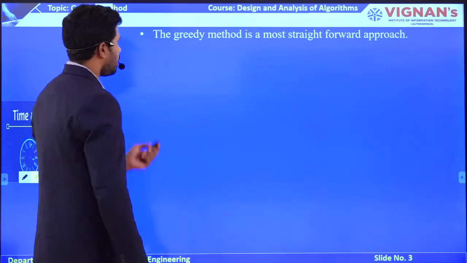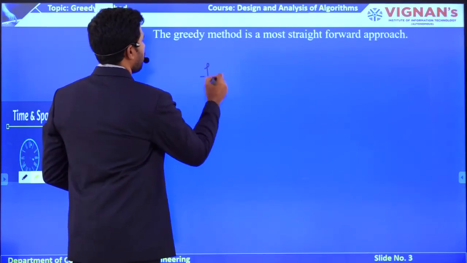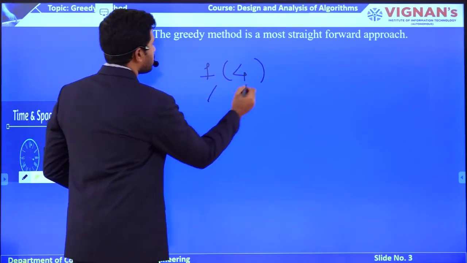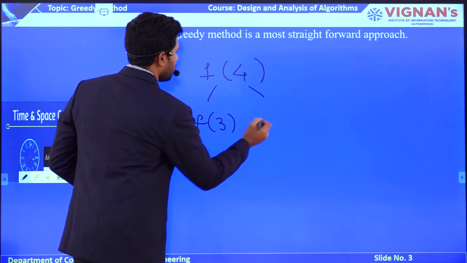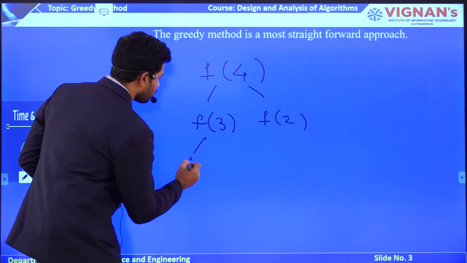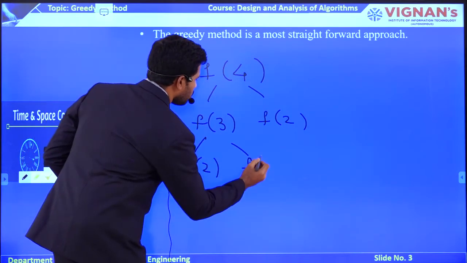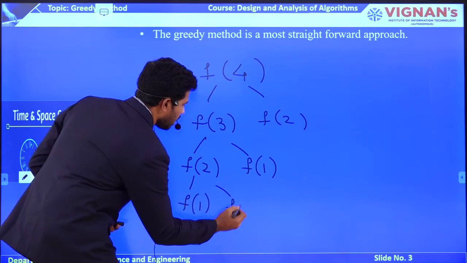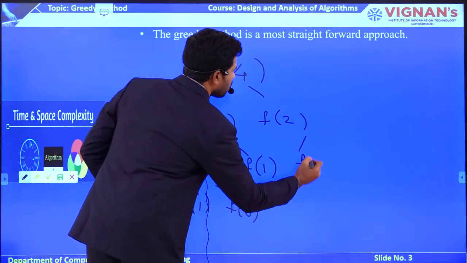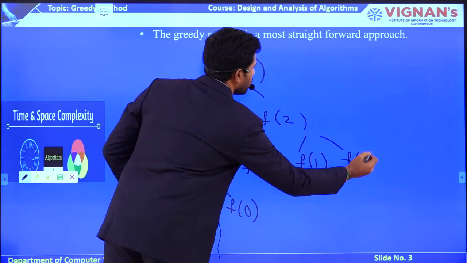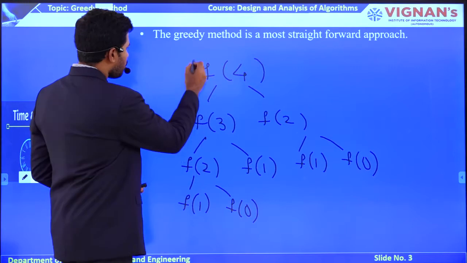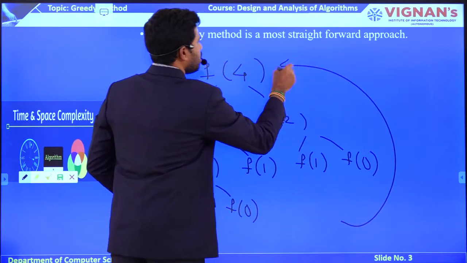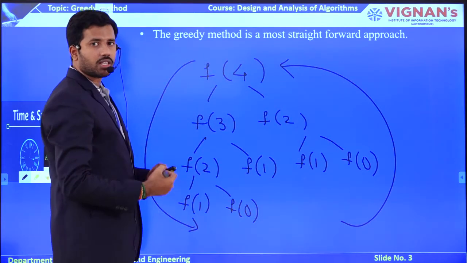Let us have a discussion on the Fibonacci sequence. You are aware of this tree structure, which we discussed in the divide and conquer technique itself. The Fibonacci of 4 is reduced to Fibonacci of 3 as well as Fibonacci of 2. Fibonacci of 3 is again reduced to Fibonacci of 2 as well as Fibonacci of 1. Fibonacci of 2 is again reduced to Fibonacci of 1 as well as Fibonacci of 0, and here also Fibonacci of 2 is reduced to Fibonacci of 1 and Fibonacci of 0. From top to bottom you are dividing, and from bottom to top you are combining, nothing but conquering.